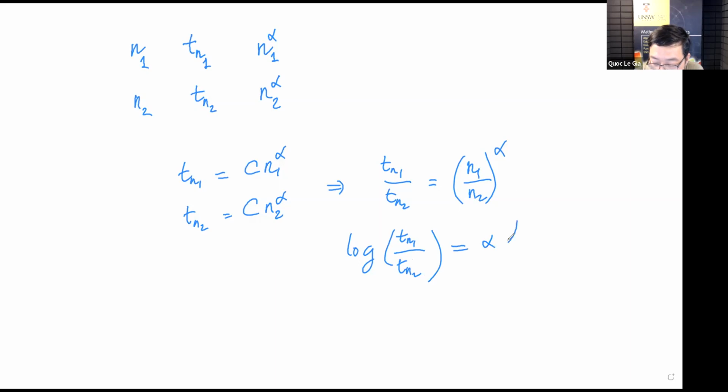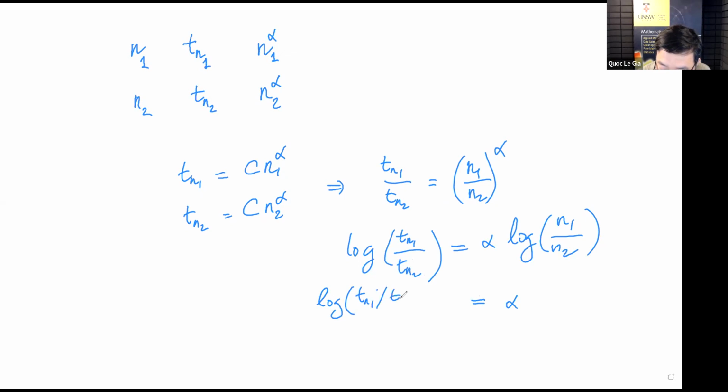So if I take the logarithm like this, the base can be anything. Then the power comes down. And so you can say that alpha will be the ratio between the logarithm of Tn1 over Tn2, divided by the logarithm of n1 over n2. This is the way to find out the power alpha by a program, and that is exactly what is here.